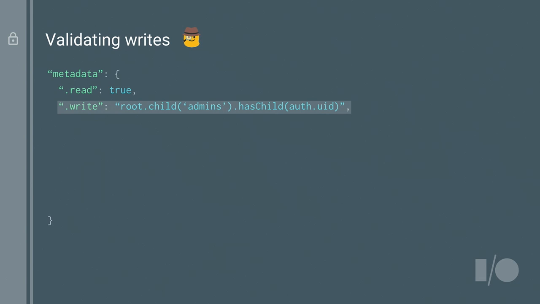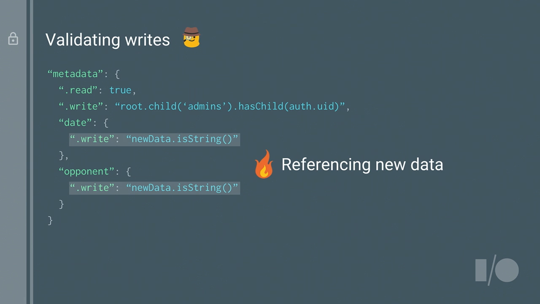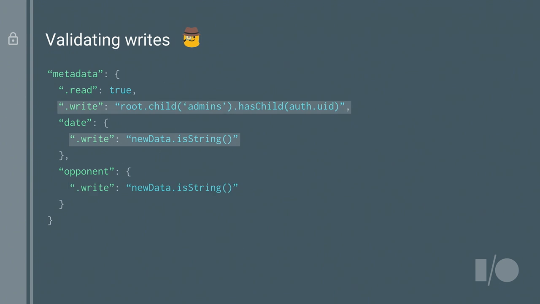So we copy our rules from the previous slide, and then add rules to date and opponent, which say the new data must be a string. So what's going on here? We are referencing newData, the data that's about to be written. Whereas data talks about the data currently stored before the write, newData is the data that's about to be written to that node. So when we write a date and an opponent, it must be a string.